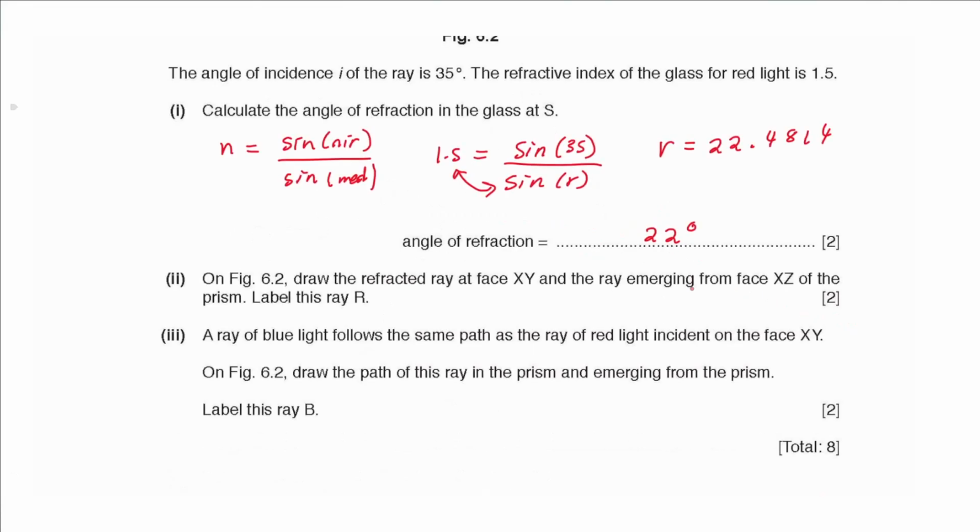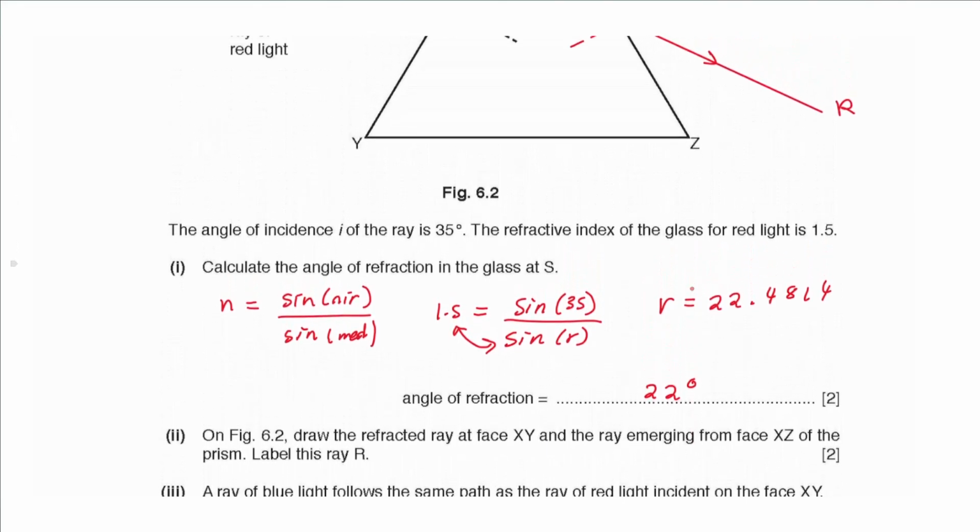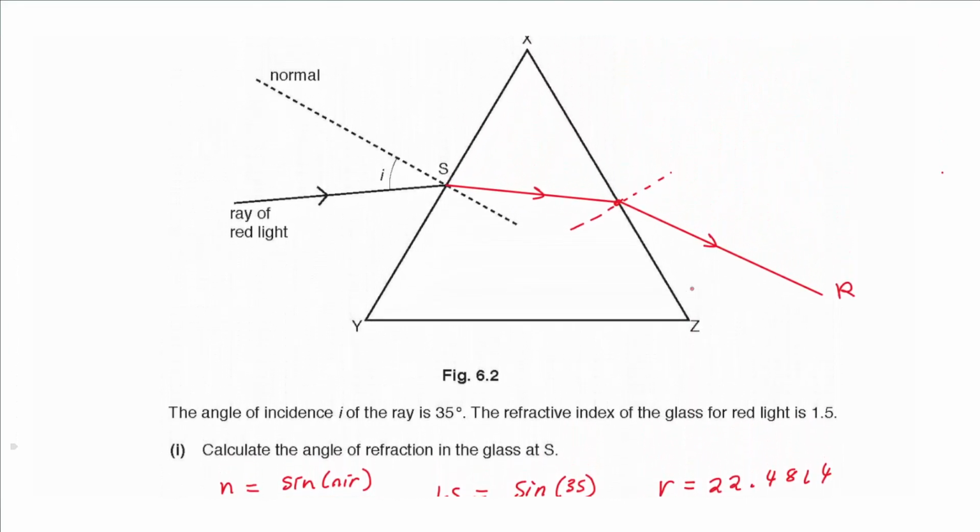Part b(iii) says a ray of blue light follows the same path as the ray of red light incident on the face XY. On figure 6.2, draw the path of this ray in the prism and emerging from the prism and label this ray B. Now blue has a larger refractive index and bends more than red light at S, so moving towards the normal, but we do not pass the normal. It will bend more towards the normal, but not by much.